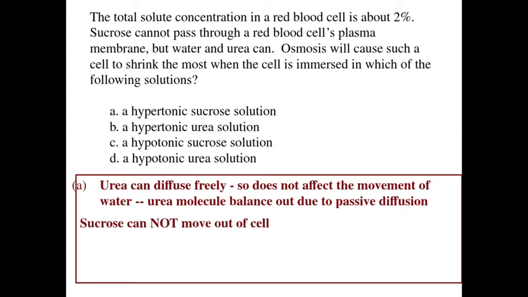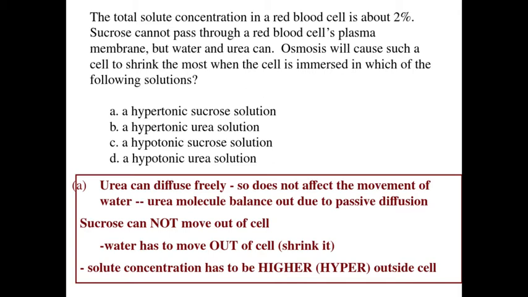However, the question says sucrose cannot move out of a cell. All right, so sucrose can't move. So if sucrose can't move and we want the cell to shrink, we want to find out what will cause the cell to shrink the most. In order to get a cell to shrink, you've got to get water out of it. And so you have to figure out what kind of solution I can put that cell in to get the water to come out, to make it go down, to make it shrink. And so the solute concentration has to be hyper outside of the cell in order to make that happen.